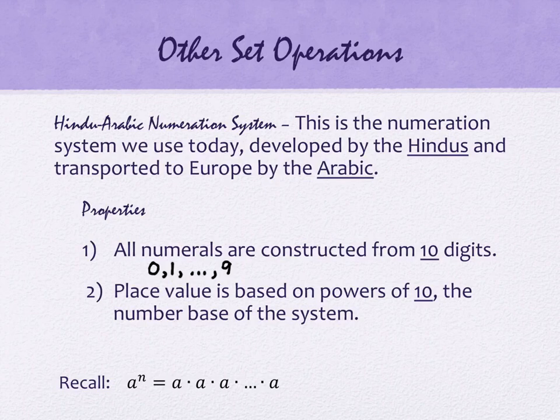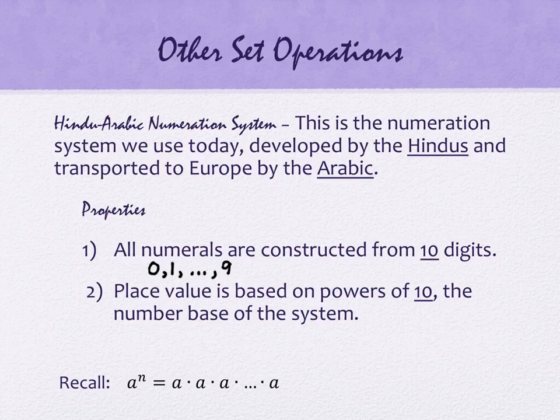The place value of our digits is based on powers of 10, the number base of our system. So we have a base 10 number system. I know you've heard of that before. It means all of our place values are powers of 10, right? So we have the tens place, we have the hundreds place, which is 10 squared. We have the thousands place, which is 10 cubed.